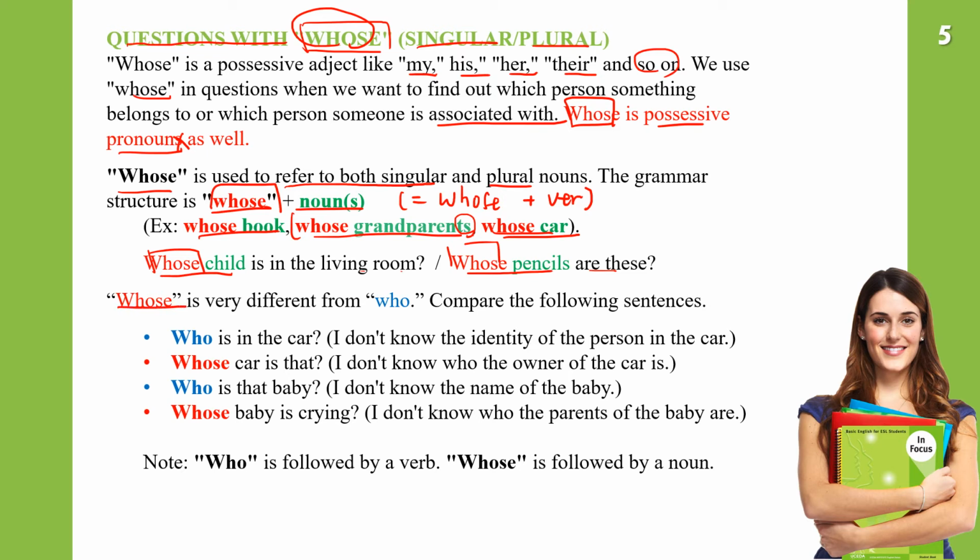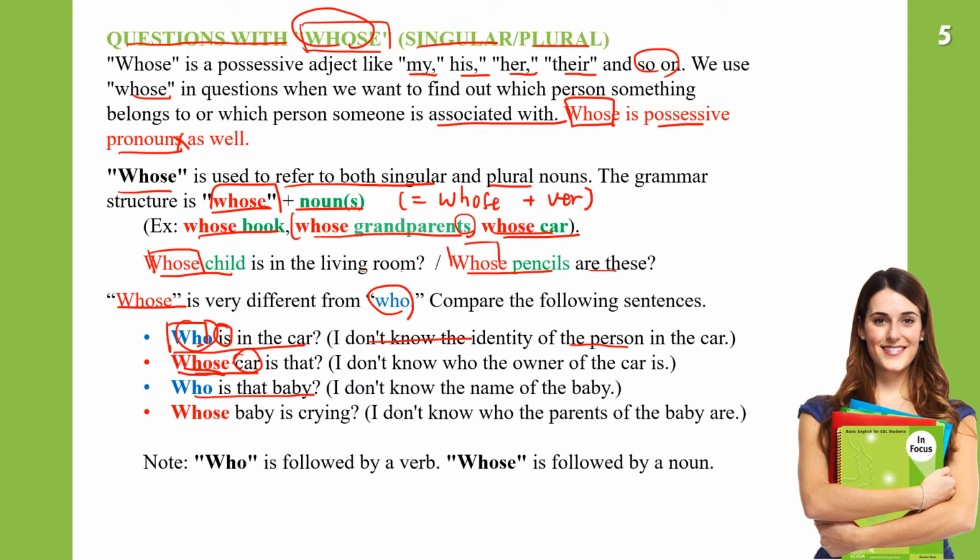And whose is very different from who. So you can compare those two in the following sentences. Who is in the car? This is the subject. I don't know the identity of the person who is in the car. So who is in the car? And now, when you ask about the car, you can say, whose car is that? So who, you have a verb right after it, but whose, you have a noun right after that. So whose is functioning like an adjective. I don't know who the owner of the car is.